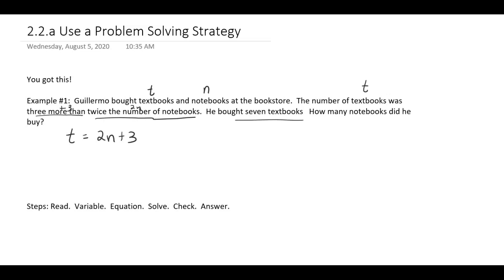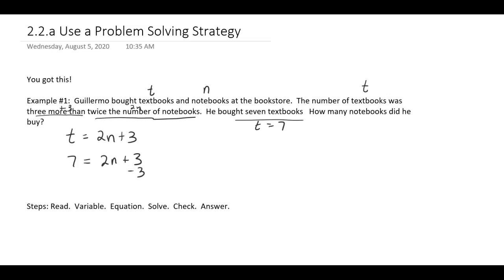Now, he bought 7 textbooks. Okay, so we know that T is 7. So that's nice. The information that they give us, our goal is to get an equation out of that information. So whatever we have to do, set up the variables, we could draw pictures or whatever helps us, but at some point we have to get to an equation so we can solve that equation. Now, the question is, how many notebooks did he buy? So we're trying to solve for N. We have an equation with N in it, so that's good.